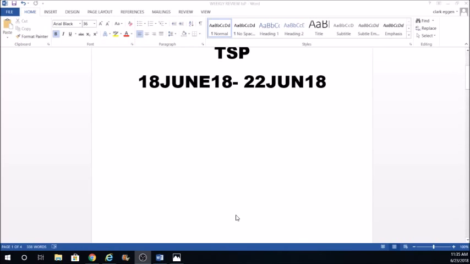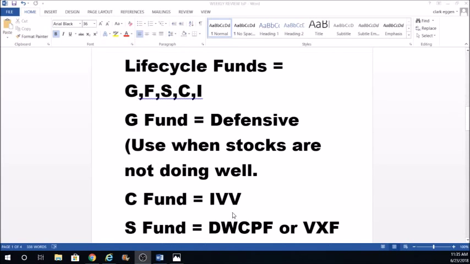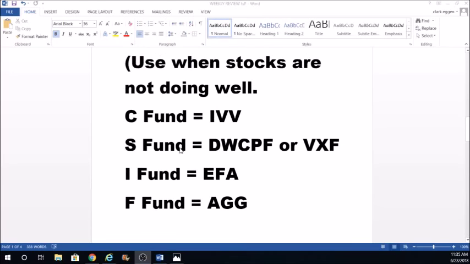As always, I'll have the charts here. So for TSP folks, we don't look at the life cycle funds. We don't look at the G fund really unless we're trying to go defensive or make a swing trade. And then these are our funds. For TSP folks, we go to the C, S, I, and F funds, and we evaluate those funds. For Roth IRA folks, we go to IVV ETF, VXF ETF, EFA ETF, and AGG.